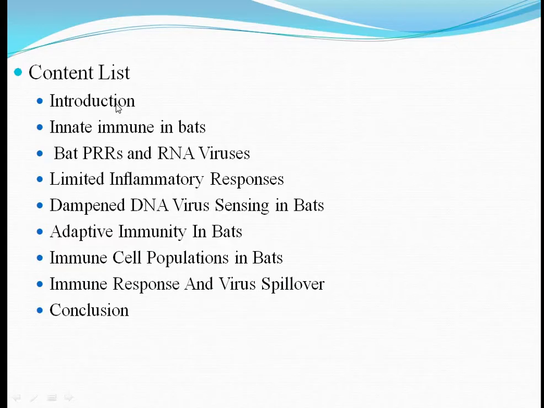Content list: Introduction, innate immunity in bats, pattern recognition receptors and RNA viruses, limited inflammatory response, DNA virus sensing in bats, adaptive immunity in bats, immune cell population in bats, immune response and virus spillover, and conclusion.